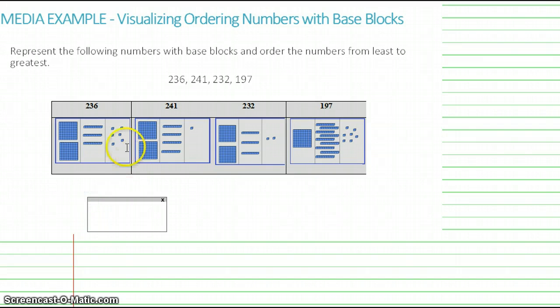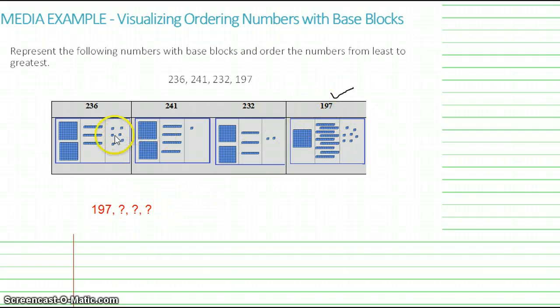So what I first notice is that all of the first three numbers have two flats, and flats are the biggest. But 197, it just has one flat. So even though it has all of these rods and all of these units, they can't be regrouped into another flat. So 197 must be the smallest number. So I haven't made a decision about these yet, but I'm going to write 197 is going to be the first number in my listing because it's the smallest. Okay, so now let's check off that we have found where 197 goes.